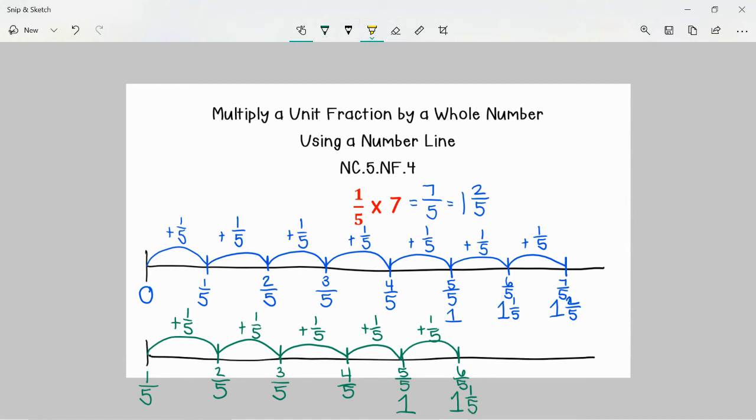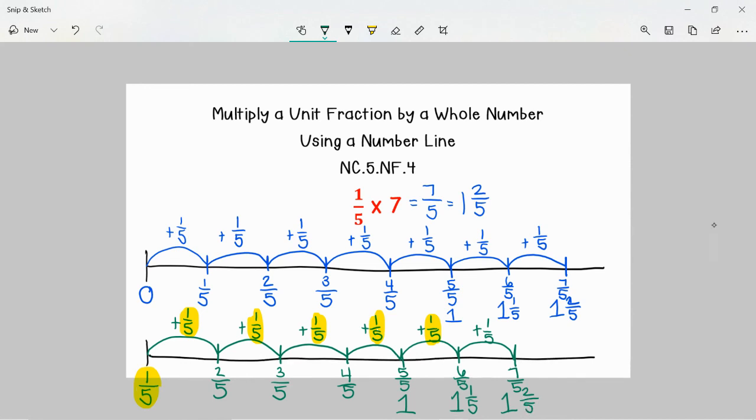And let's see how many more groups we need. So again, right here, this is one group of 1/5. We know we need 1/5 7 times. So there's 1, 2, 3, 4, 5, 6. So we need one more group of 1/5. So we'll make another hop of 1/5. And 6/5 plus 1/5 would be 7/5. Or we could say 1 and 1/5 plus another 5th would be 1 and 2/5.